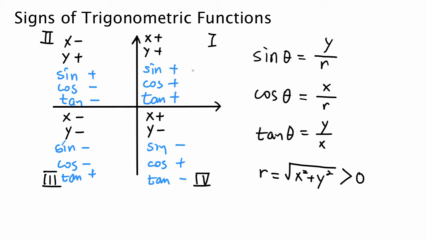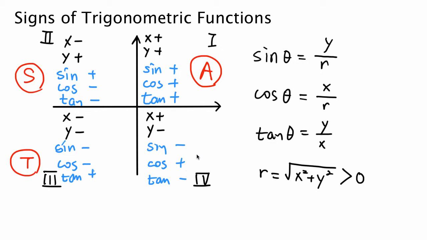Now, if you look at the result, there is a certain pattern. In the first quadrant, you see all functions are positive. In the second quadrant, only sine is positive, cosine and tangent are negative. In the third quadrant, tangent is positive, other functions are negative. In the fourth quadrant, cosine is positive and other functions are negative. So these letters A, S, T, C tell you which functions are positive in those quadrants.